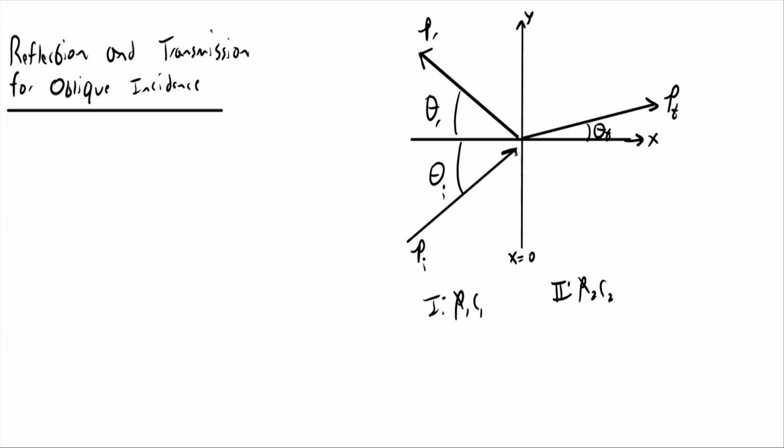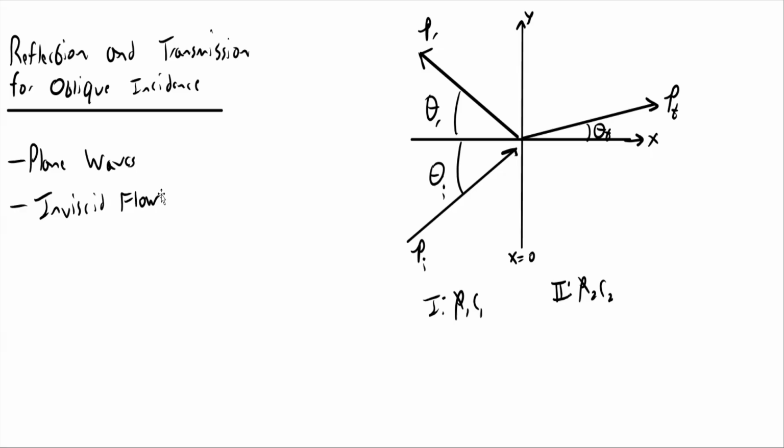We have an incident wave coming at the interface at angle θI from the normal, a reflected wave, PR, with angle θR off the normal, and finally, we have a transmitted wave, PT, at angle θT off the normal. We're going to assume plane waves for simplicity, and we're also going to, once again for simplicity, assume inviscid flow in the fluids. And I'll explain why we do that when it's important.